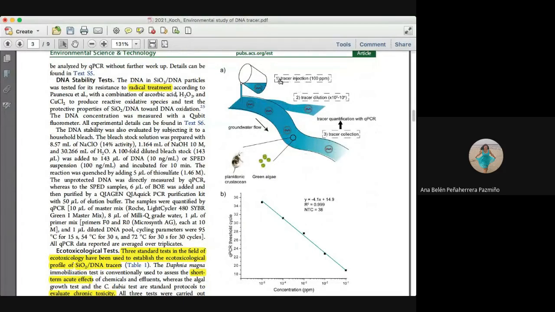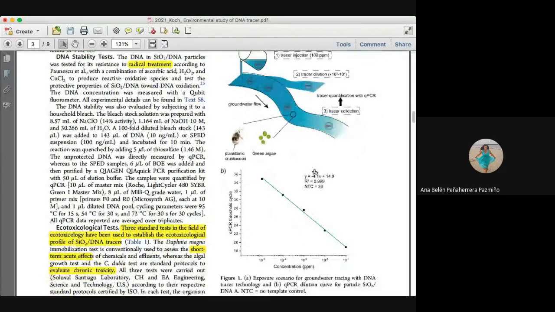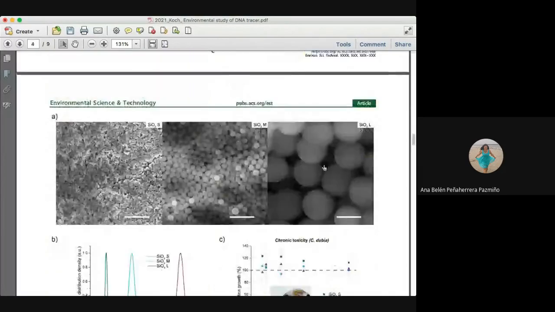So the tracer injection you can see here is 100 ppm. And then when it goes down through the aquifer, the tracer is diluted. And then we collect the tracer and also the planktonic crustaceans and green algae.